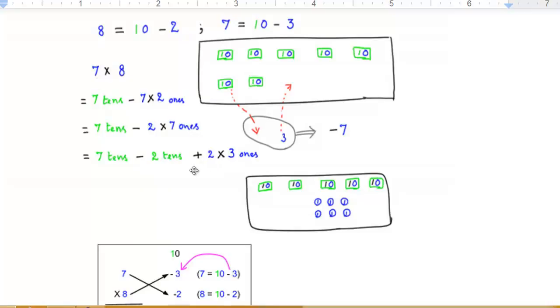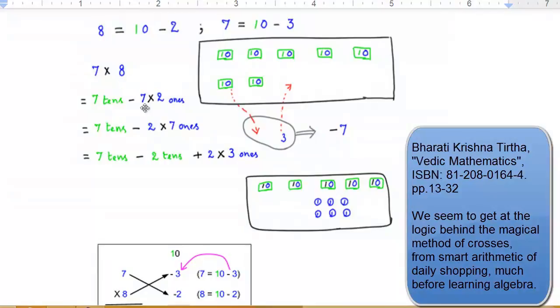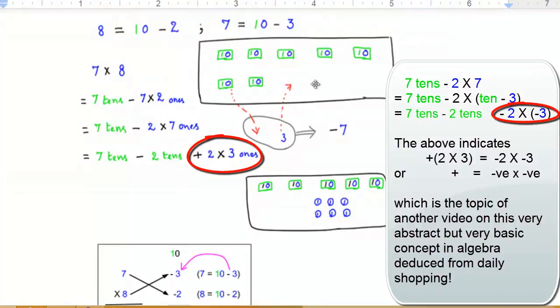Thus, you see, we have figured out how to work out 7 times 8, where 7 and 8 are both close to 10, through a smart arithmetic. A smart arithmetic that we use every day in our shopping.